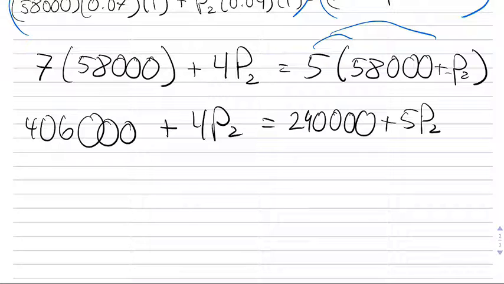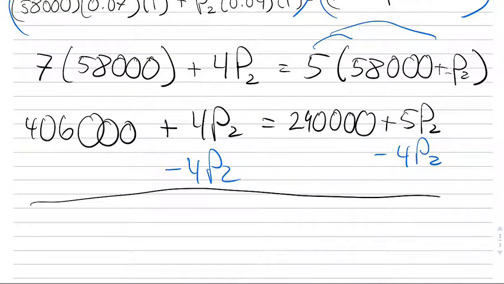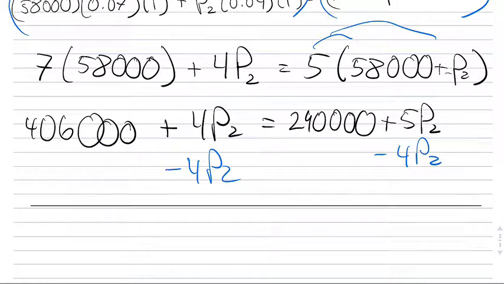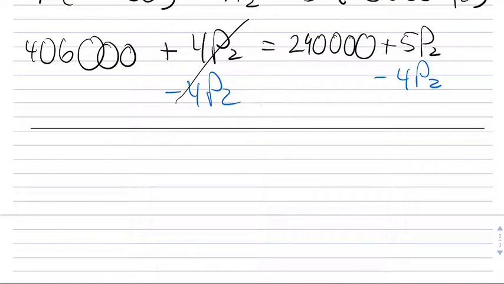Okay, so we're going to move the 4P from the left to the right by subtracting. So we're going to say minus 4P2 on the left and right side of the equal sign. It's called the additive property of equality. What we do on one side of the equal sign, we do the other to maintain balance. So we're adding negative 4P2 on both sides. So on the left, it goes to 0.